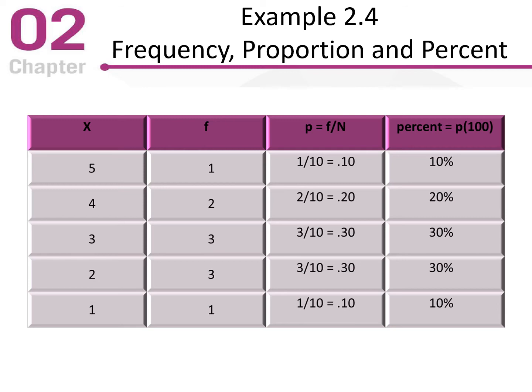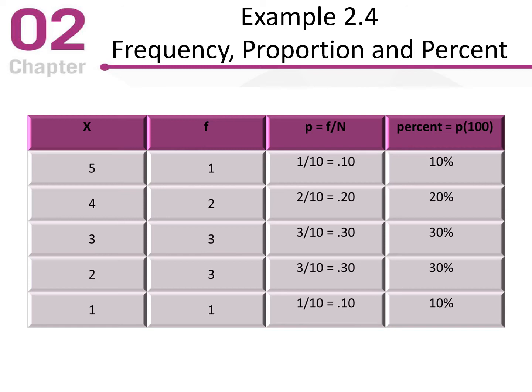Now to calculate the relative frequency or the proportion here, what you do is take your F value and divide it by N. Our N is 10, so take your F value and put it over 10. So 1 divided by 10 is 0.1. 2 divided by 10 is 0.2. 3 divided by 10 is 0.3. 3 divided by 10 is 0.3. 1 divided by 10 is 0.1.